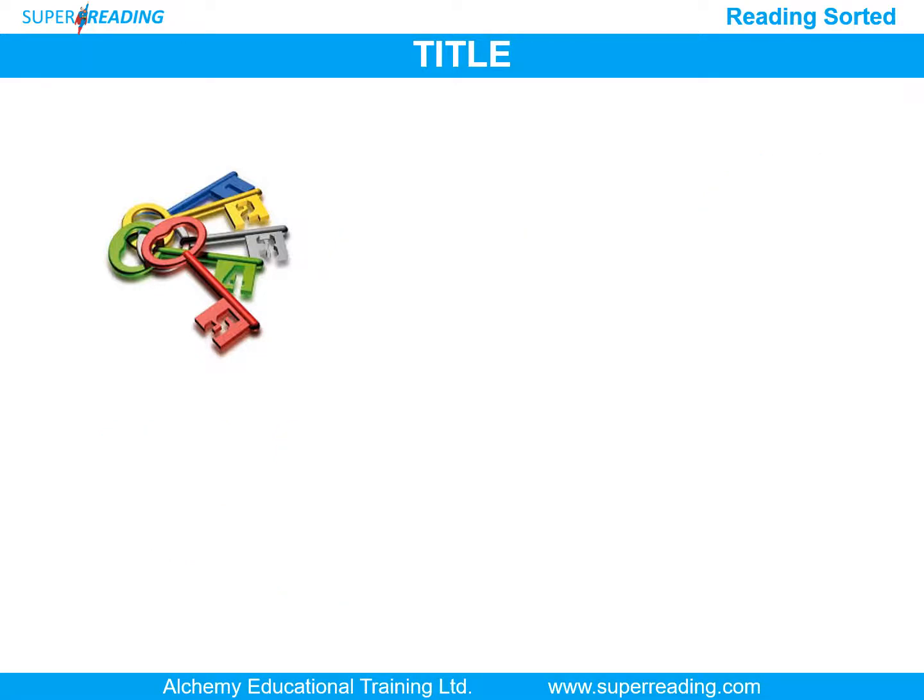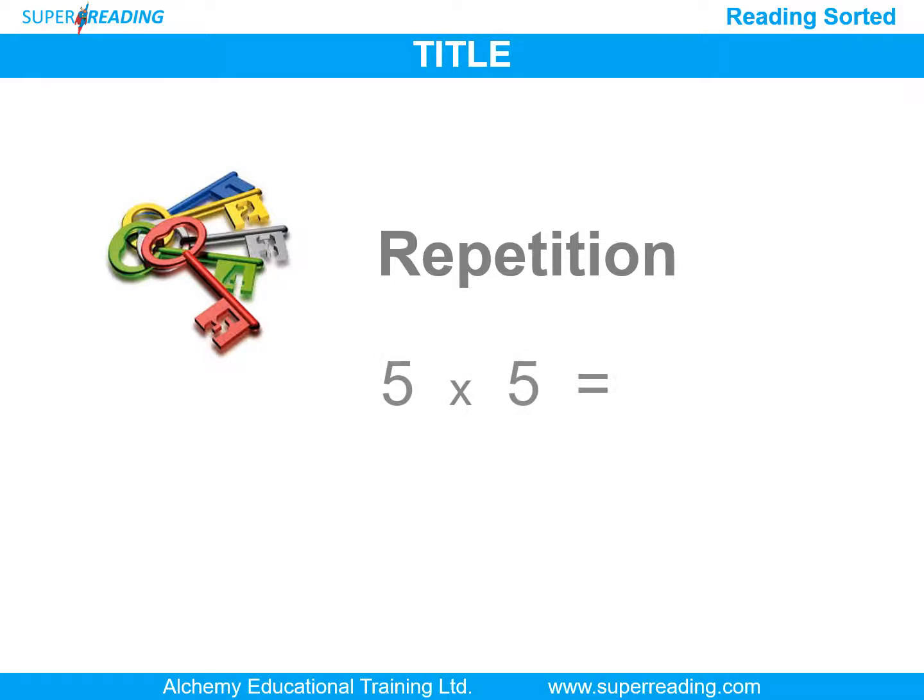The third key to memory is repetition. The more we repeat something, the more likely we are to remember it. Do you remember 5 times 5? How about 7 times 7? Of course you do. You can't even keep the answers out of your head. Try to not think of the answer to this one. Ready? 4 times 4. Oops, there it is.